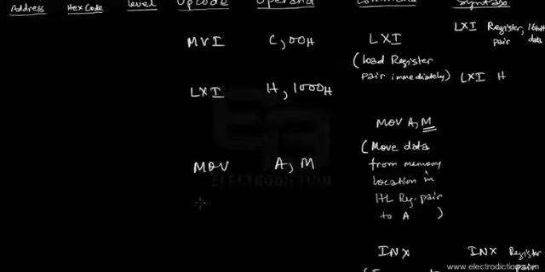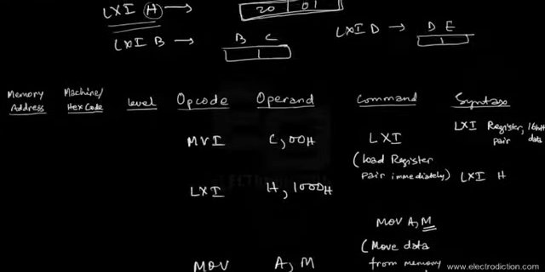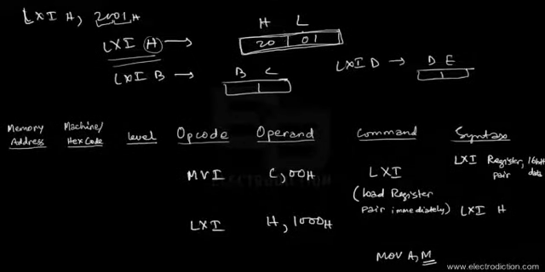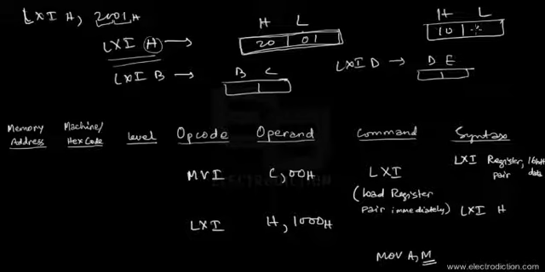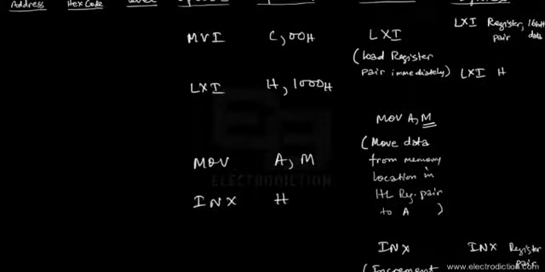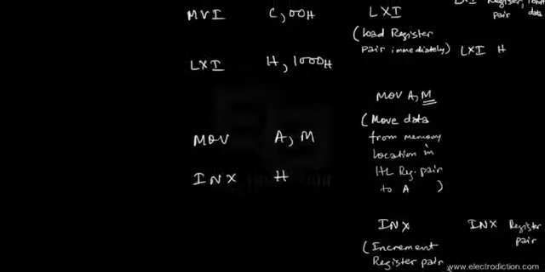So we are going to write here INX H. That just increments the HL register pair content. Since we had stored in the HL register pair the data 1000H, after the INX statement is executed, this 1000H just becomes 1001H. Now that the content of the HL register pair has been advanced by 1, we just transfer the content.